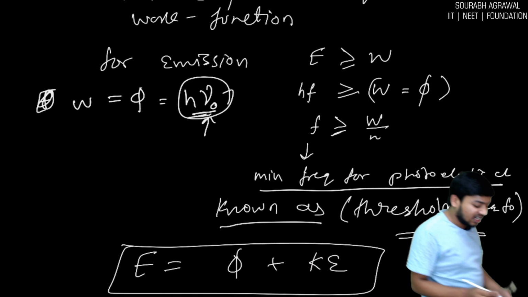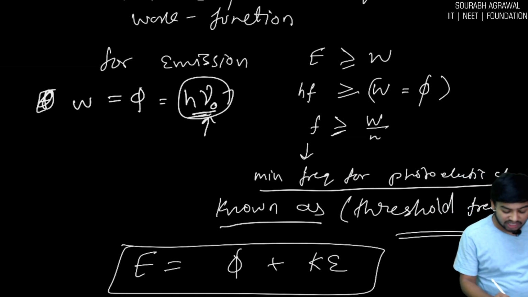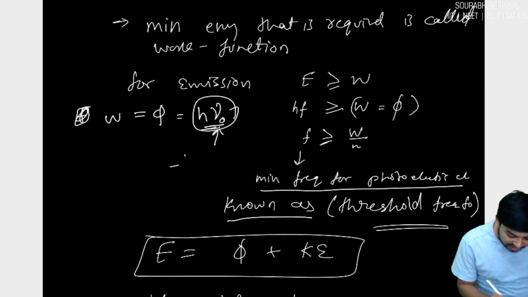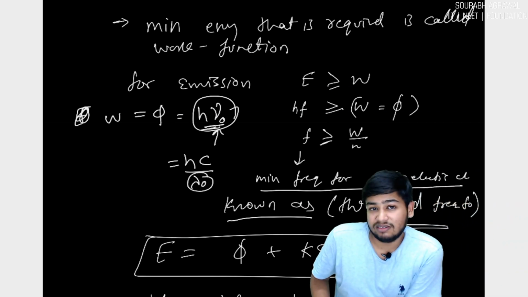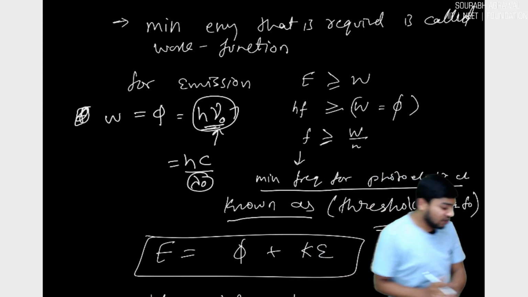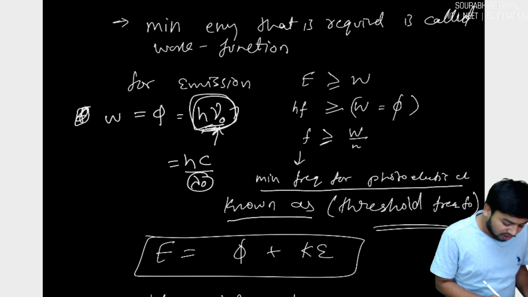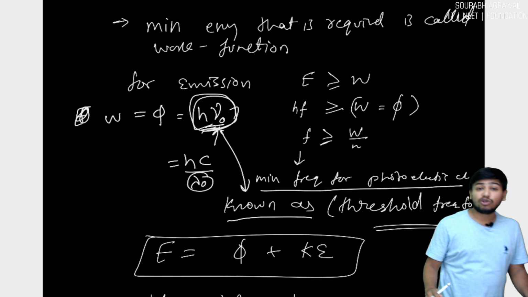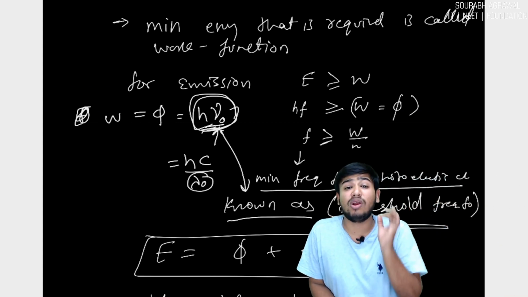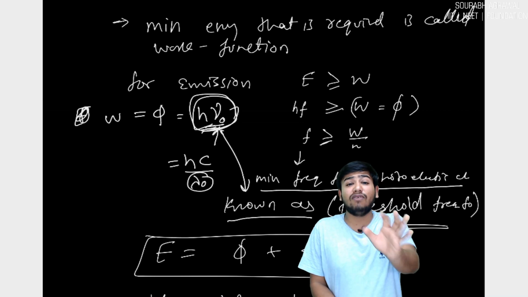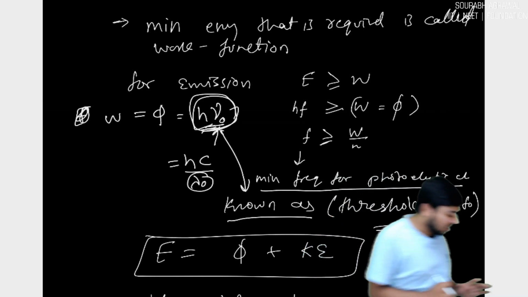Phi is the energy. Energy can be written as hc by lambda, or h nu naught, or you can write it as hc by lambda naught, the threshold wavelength. Are you getting my point? You will get this nu naught, the threshold frequency. You must know what the threshold frequency is: the minimum frequency required for the photoelectric effect or emission of an electron. I think all this is clear.